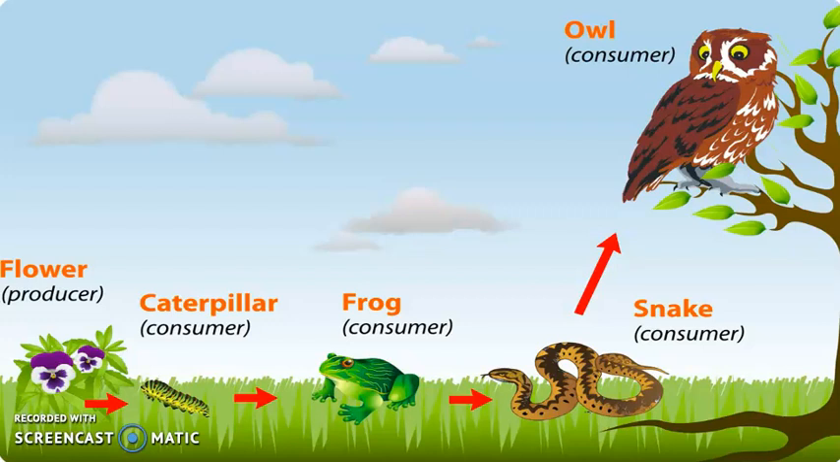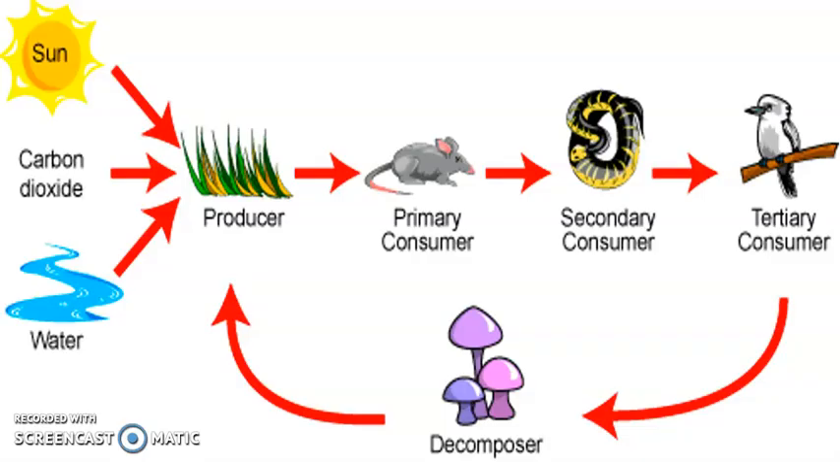Here's another food chain. We know it's a chain because it's just going in one direction. And you can see it starts with a producer, and everything after the producer is a consumer. So we actually have a way of labeling those consumers, and that is calling them by kind of their number.